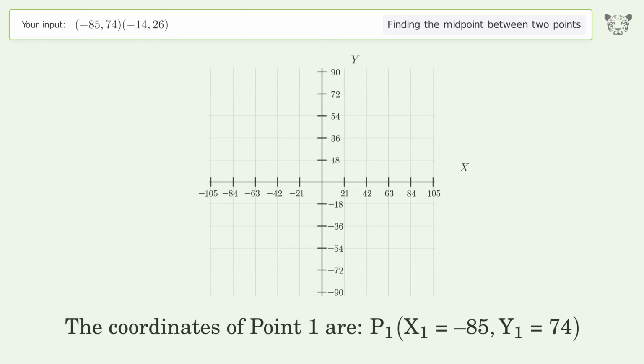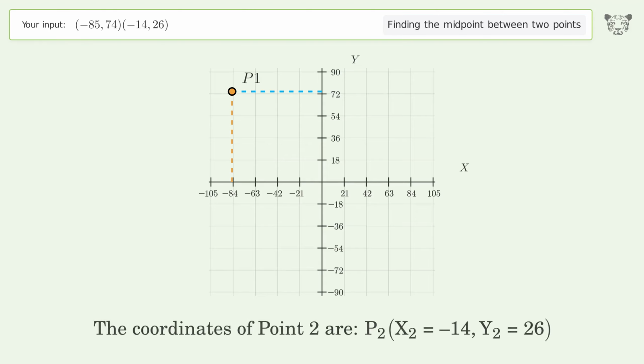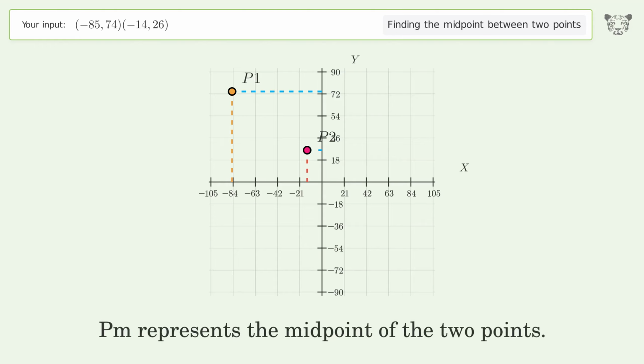The coordinates of point 1 are, x1 equals negative 85, y1 equals 74. The coordinates of point 2 are, x2 equals negative 14, y2 equals 26. PM represents the midpoint of the 2 points.